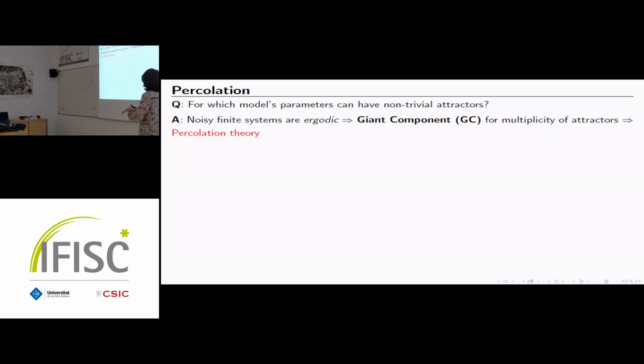So for a system to sustain a multiplicity of non-trivial attractors, I would need an infinite system, a system residing on the giant component of a regulatory network. The question boils down to understanding under which conditions a giant component emerges in the network, which can be investigated by percolation theory. This has been done before for the OR logic, so we adapted the theory to the AND logic for a bipartite directed graph.